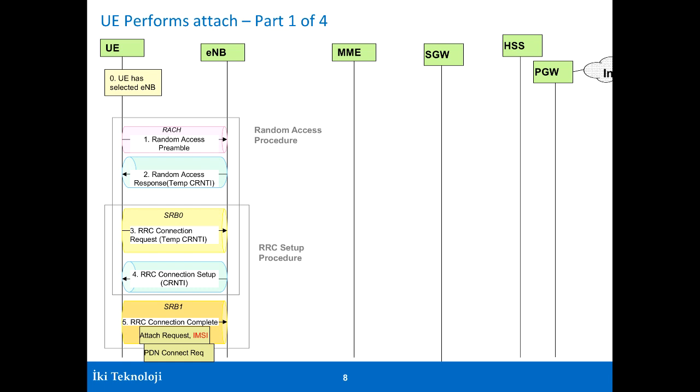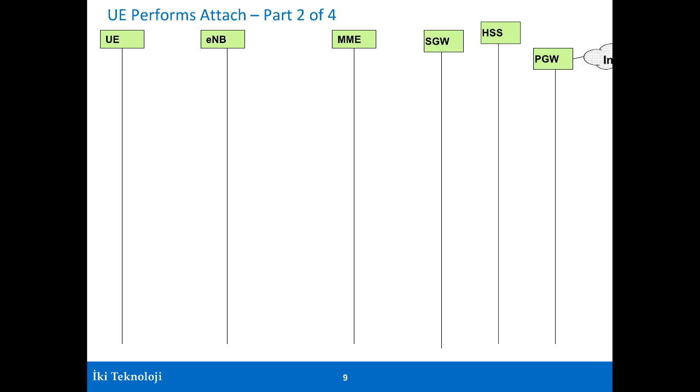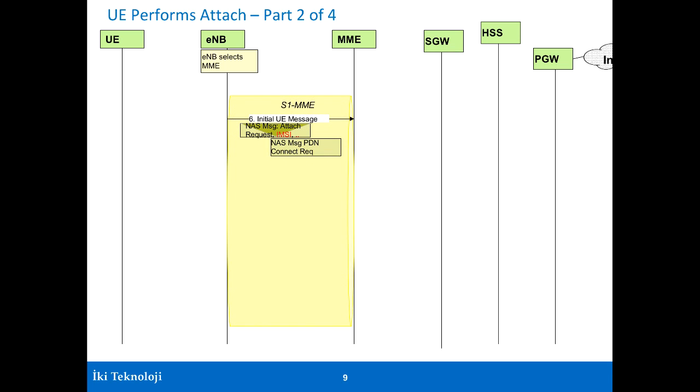so we've completed this, and now we are on to the next step. This message has come to the eNodeB, and we have seen those two, the attach request and the PDN connection request. This base station picks up an MME and says, I need to send these NAS messages to the MME. It'll send what's called an initial UE message, and it puts both the NAS messages, the attach request message and the PDN connection request, and sends them to this MME.